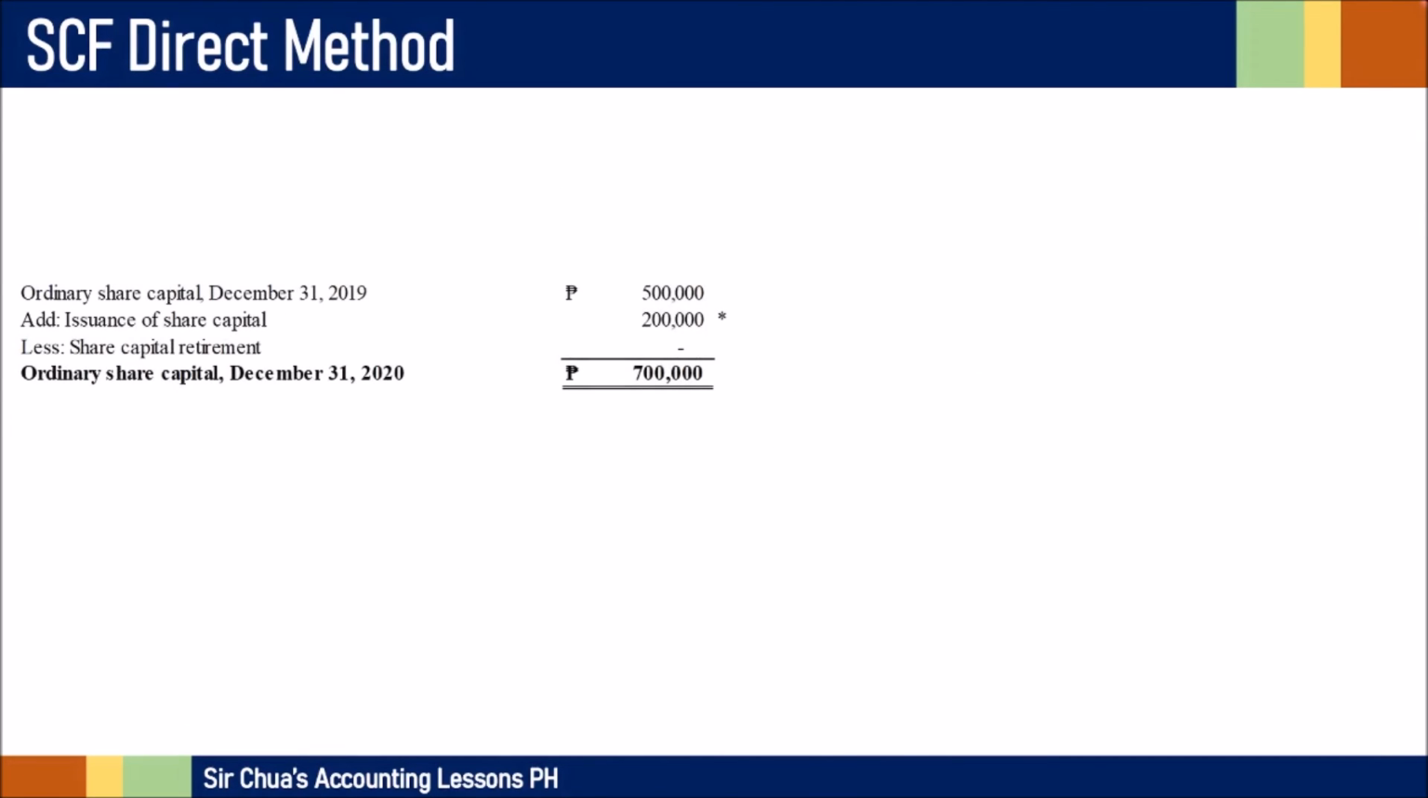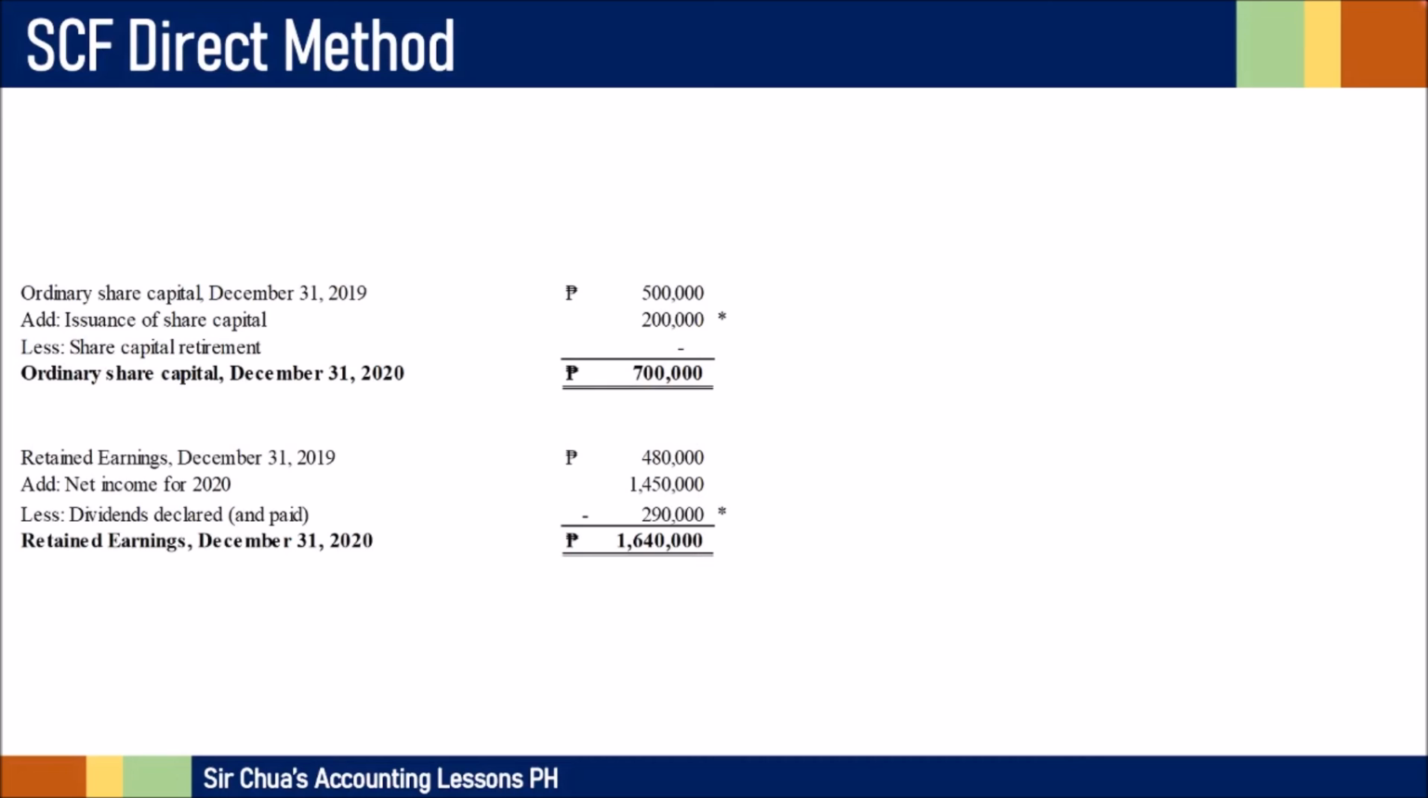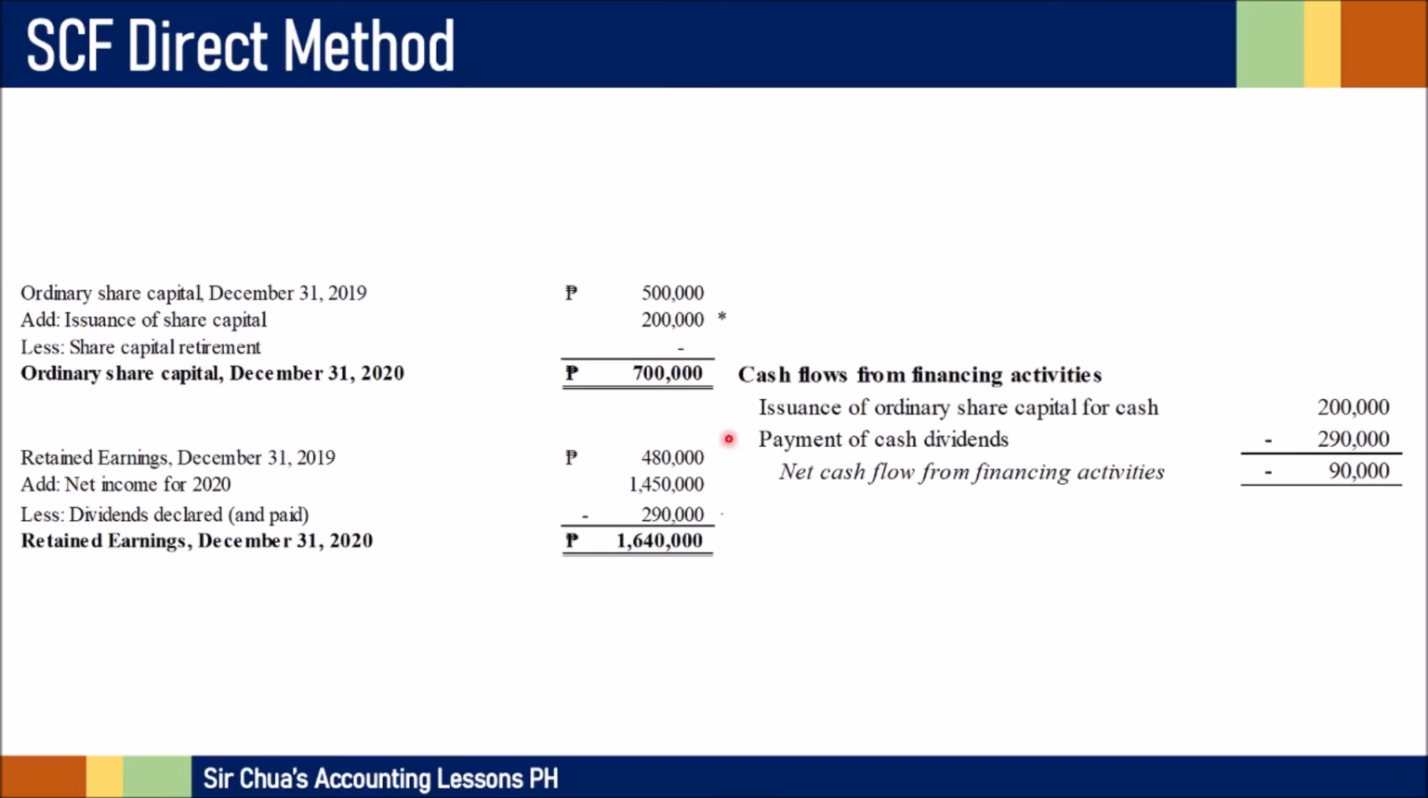And then for financing, we will be analyzing your equity components. So the beginning balance of your share capital is 500,000, and if the ending balance is 700,000, and the entity knows that there are no retirements that have happened, then the difference will just be your issuance of share capital. And then your retained earnings beginning, and then you add your net income coming from your income statement. This is your retained earnings ending. You can work back your dividends that you declared and subsequently paid during the period, which will now form part of your cash flows from financing activities: issuance of ordinary share capital for cash, which is 200,000, and the payment of your dividends, which is 290,000.